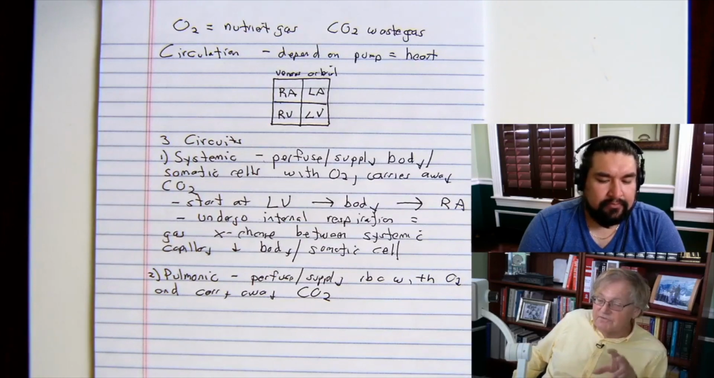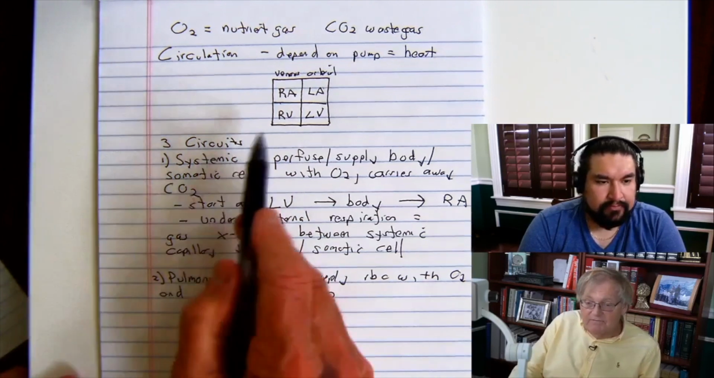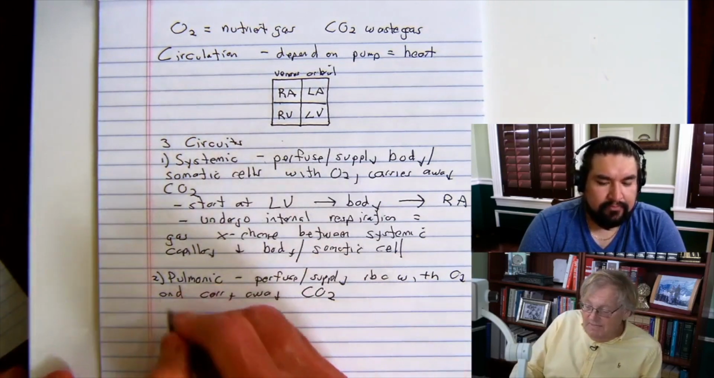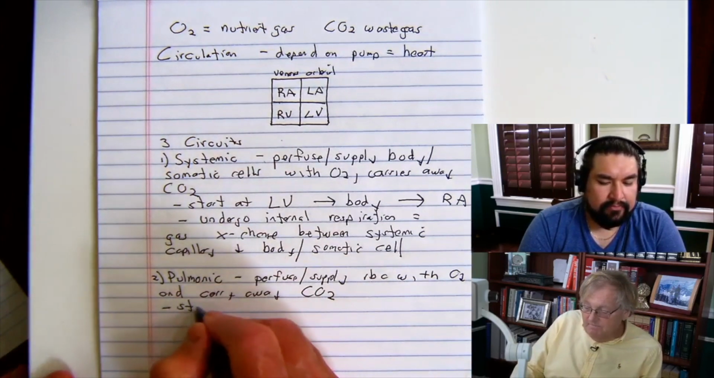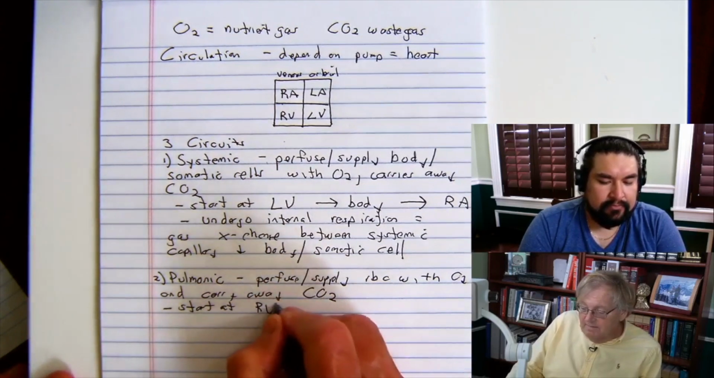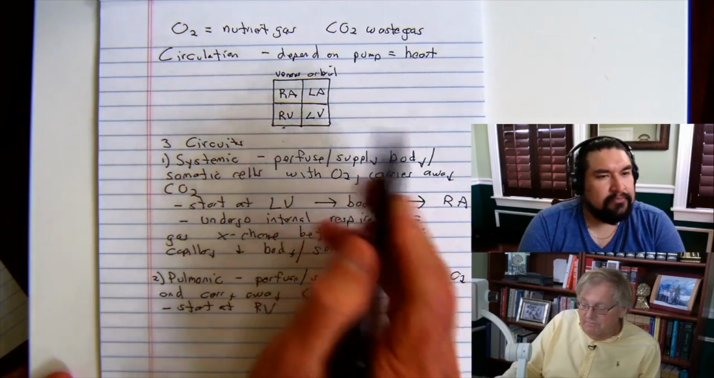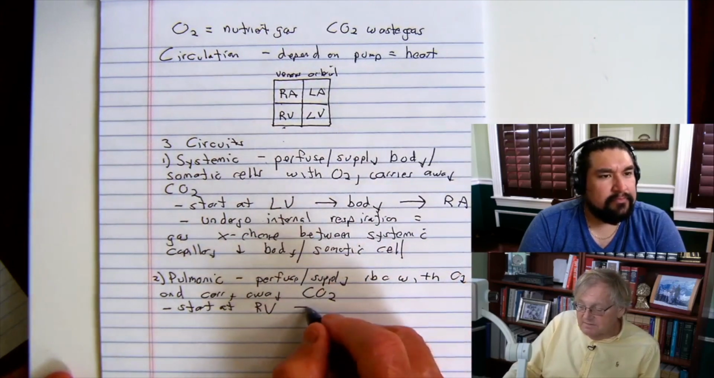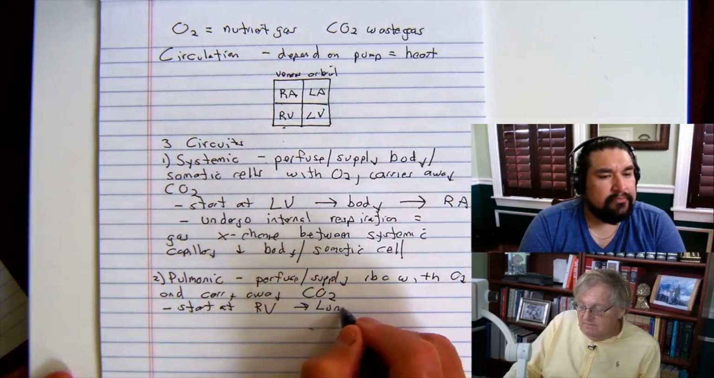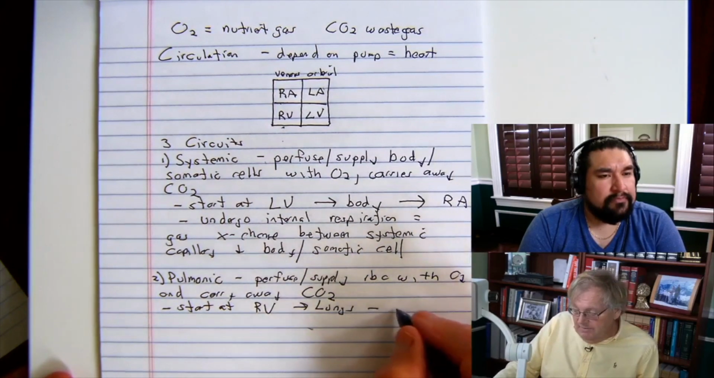So if we're going to send blood now to the lungs to get perfused, I'm going to have to start somewhere in the heart that's got venous blood. So that's going to be my right ventricle. So that's going to start at the RV, or right ventricle. It's going to come out of this right ventricle and go from there into the lungs. Into the lungs, when it does that, it's going to undergo external respiration.